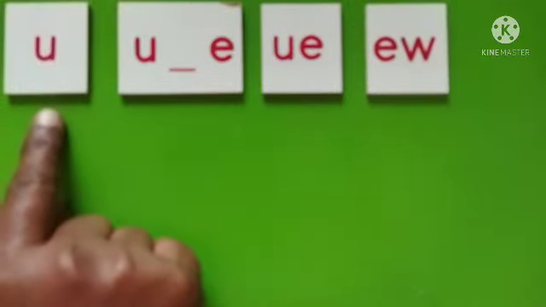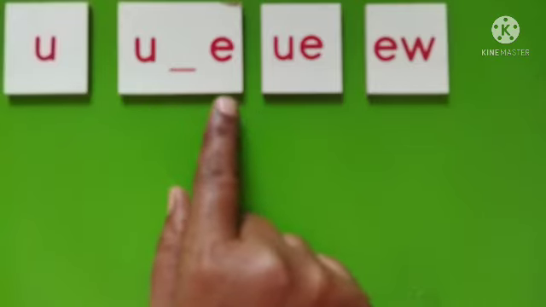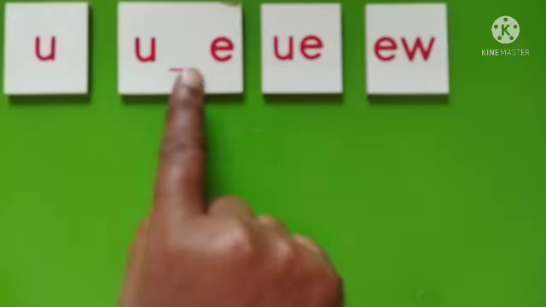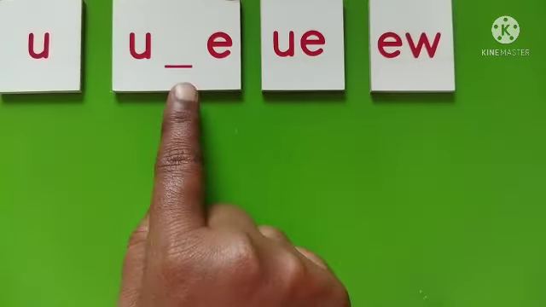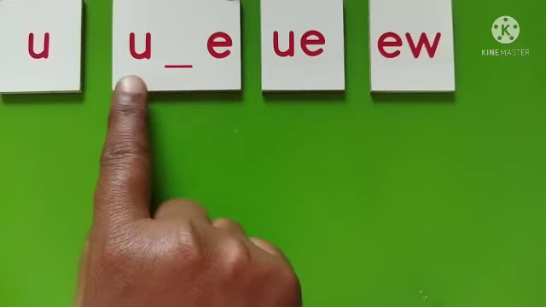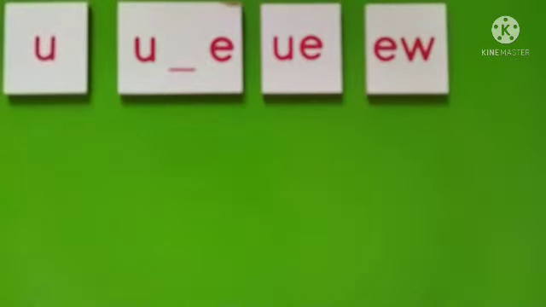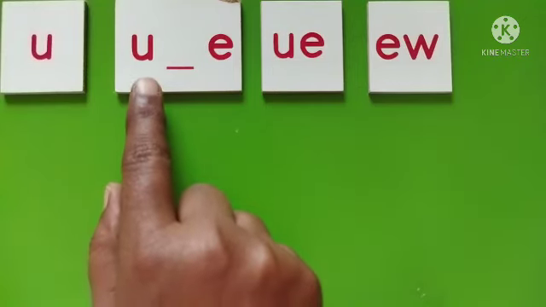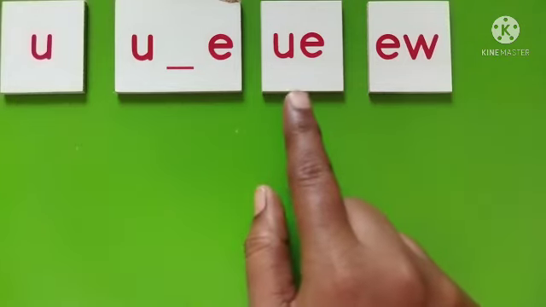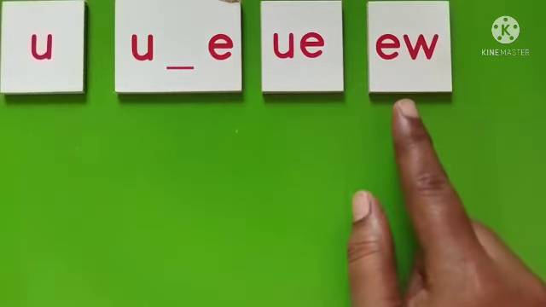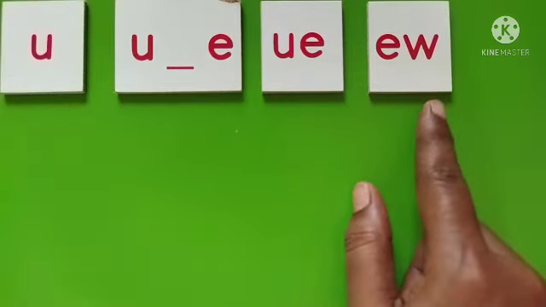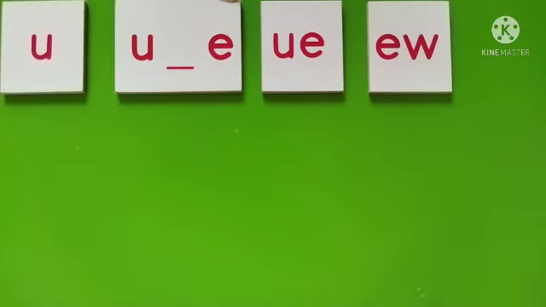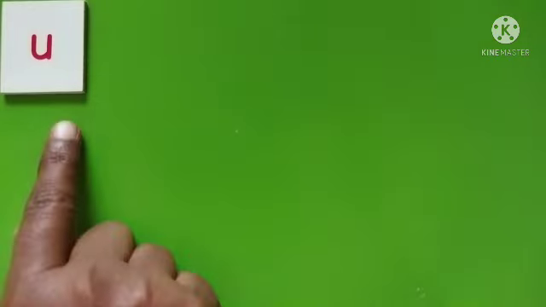U as U, U dash E as U. That is, here we have two vowels with a consonant in between. There, the letter U takes the name of the letter itself as the sound. That is U. UE as U and EW also as U. Let us see a few examples. U as U.